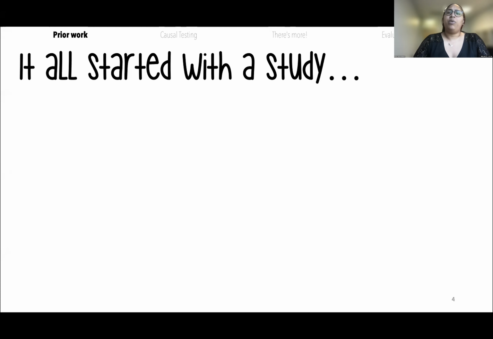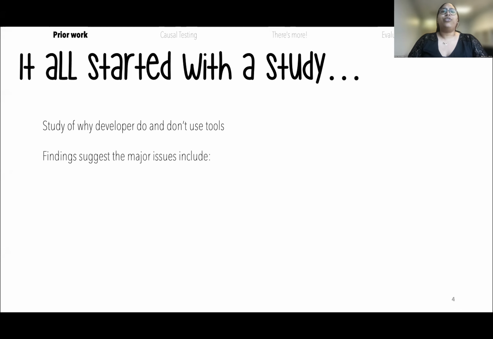But in my PhD, at the beginning of my PhD, we were really interested in getting a foundational understanding of, in the space of all the tools that are available for developers, why do they use the ones they do use and why don't they use the ones that they don't use, right? And so this was a really fun study to run. And from that, we found a few things.